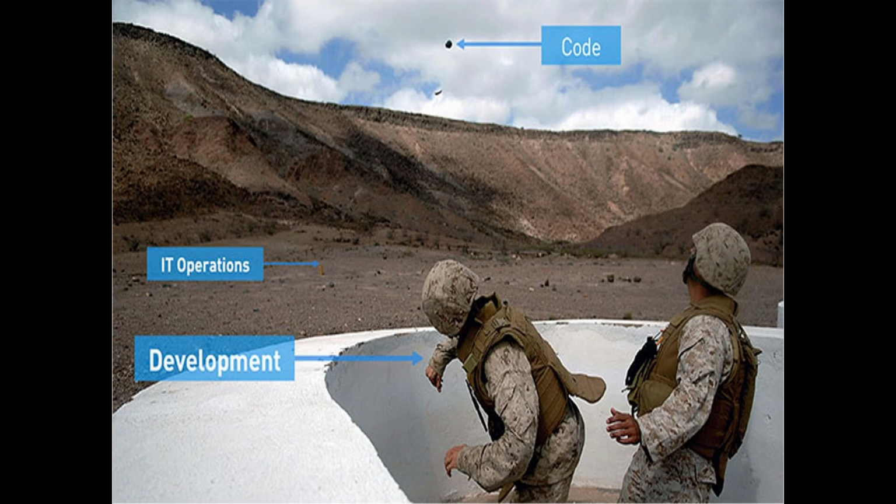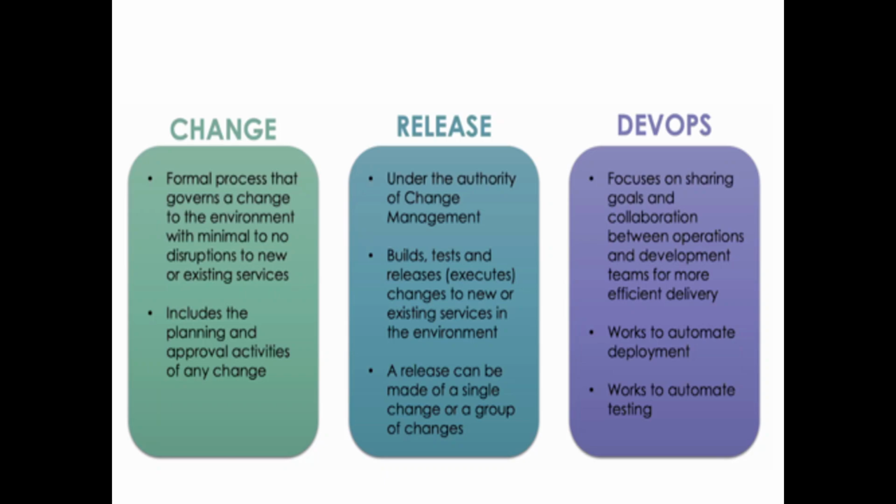So in ServiceNow DevOps Change Velocity, we are bridging that gap so that my change can go faster and quicker into production with the proper policies, the proper approval, the proper flow. It doesn't mean that I'm bypassing something. No. To understand this part, change is a formal process to govern a change in the environment with minimal to no disruption. This is what change says.